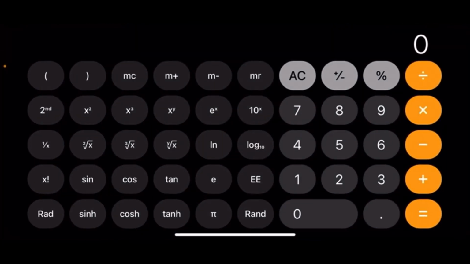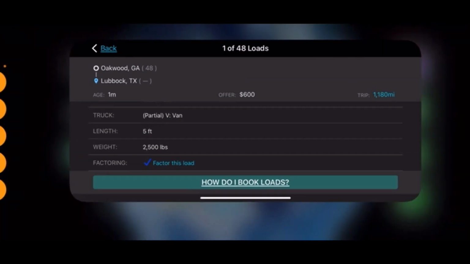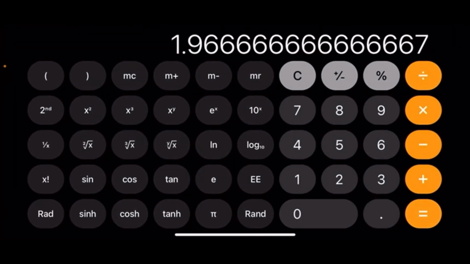So we're gonna take that 1,180, and the pay was $600. So we just divide 600 by that. As you can see, it's about $1.97. You say $1.97 per mile.